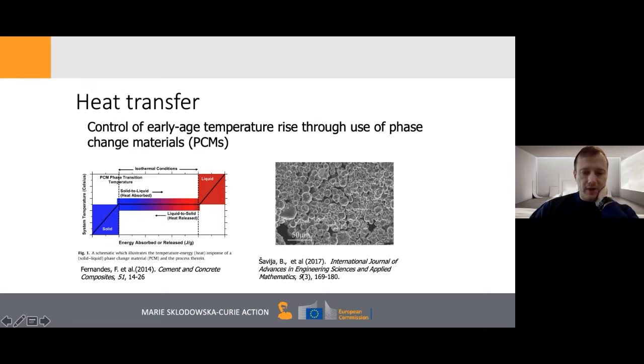So if you heat up a phase change material, it will turn from solid to liquid, and during the process of changing from solid to liquid, it will absorb a lot of heat, and vice versa. So once it goes from liquid to solid, it will release this heat. So it is able to absorb this energy, and the idea was that in concrete, absorbing this heat will prevent the concrete from heating up too much, and eventually cracking, this type of problems.